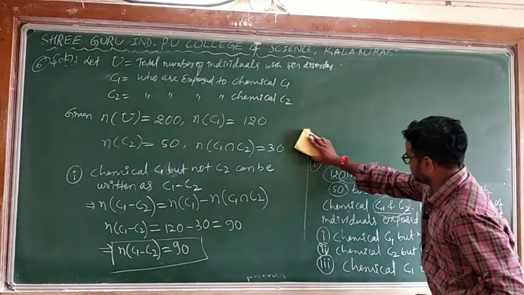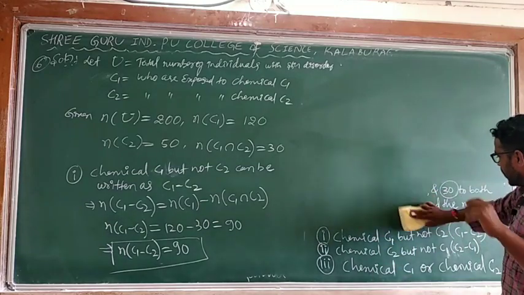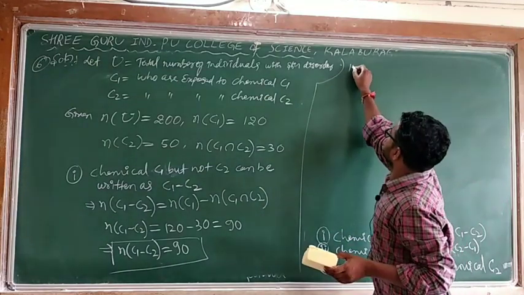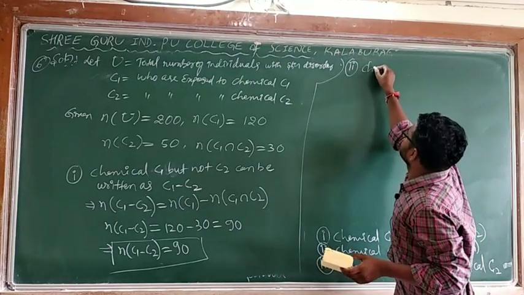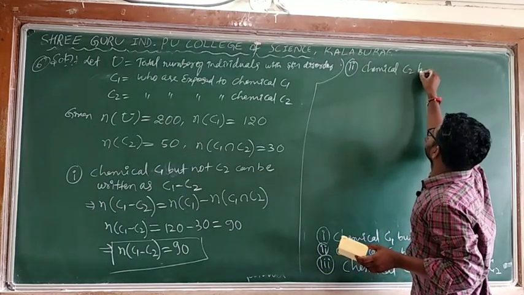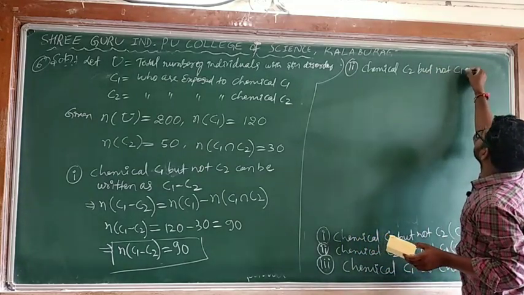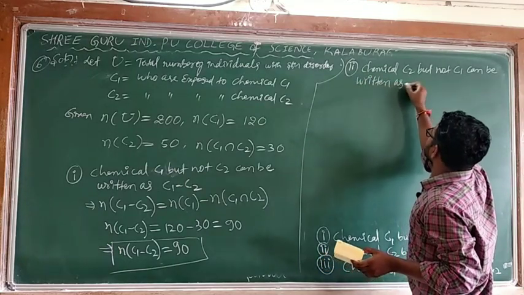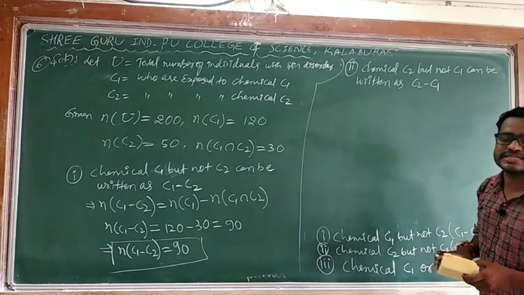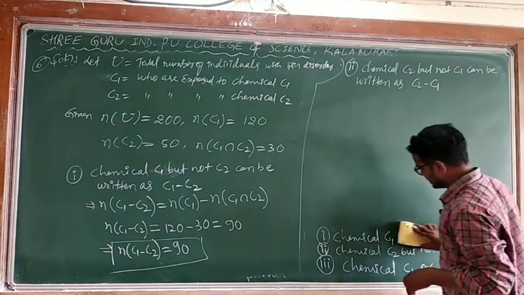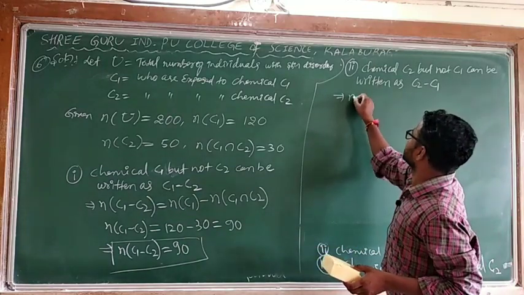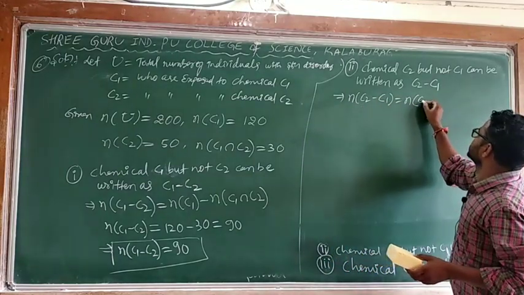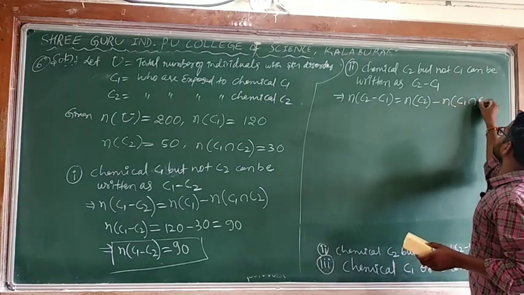Next, what is the second bit? He is asking who are exposed to chemical C2 but not C1. Chemical C2 but not C1 can be written as C2 minus C1. B minus A means B but not A. So N of C2 minus C1 is equal to N of C2 minus N of C1 intersection C2.